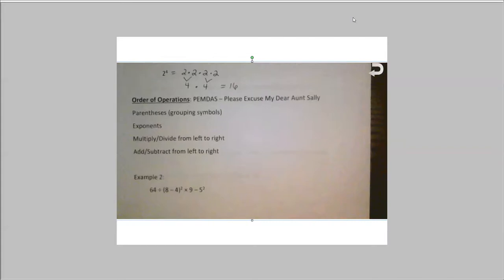You may remember PEMDAS from school. Please excuse my dear Aunt Sally. That is the order that we work problems that contain multiple operations. So you will begin by working with parentheses or any grouping symbols. If a problem contains more than one grouping symbol, then you would start with the innermost one and work your way out. Then you'll work with exponents. Next is multiply or divide from left to right, whichever comes first. And then last, you'll add or subtract from left to right, whichever comes first.